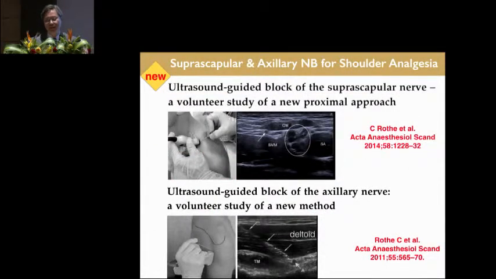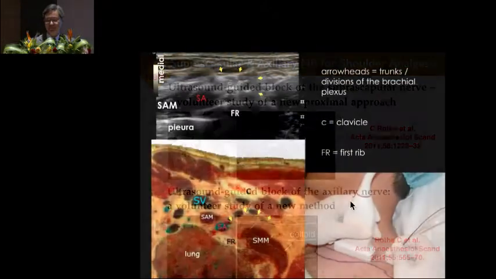Two other blocks that people talk about are the suprascapular nerve and the axillary nerve block, in someone you really worry about the respiratory function. But in my hand, these two blocks are only good for closed procedures, shoulder arthroscopic surgery, and not for open. And the degree of analgesia will never match the interscalene, the brachial plexus approach, in my opinion.